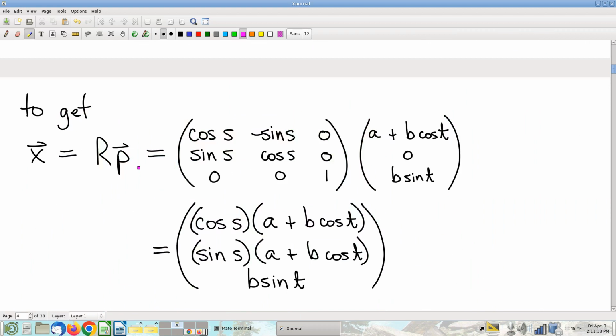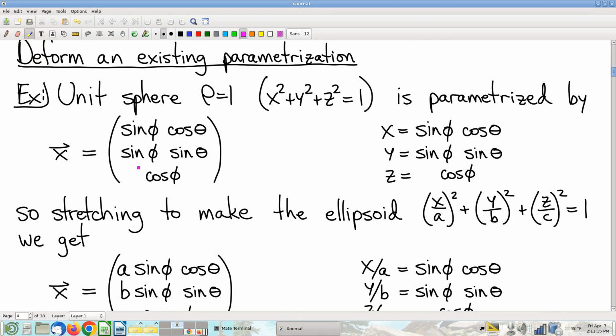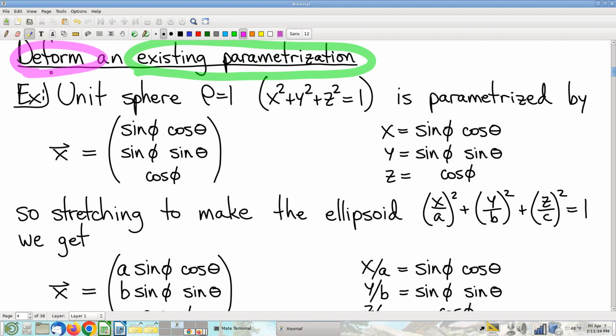Okay. Next example. Sometimes you have an existing parameterization already, or perhaps just something that's really easy to do. But what you want is not exactly that. What you want might, though, be an easily identified deformation of the easy parameterization. So if you know what the original surface is, and if you know how it gets deformed, then how does this play into the parameterization itself? So let's see an example.